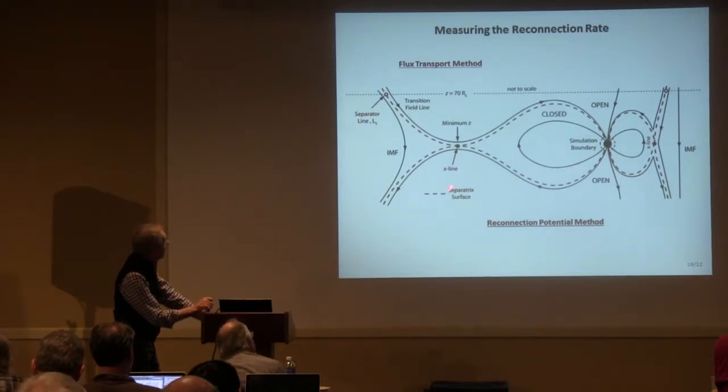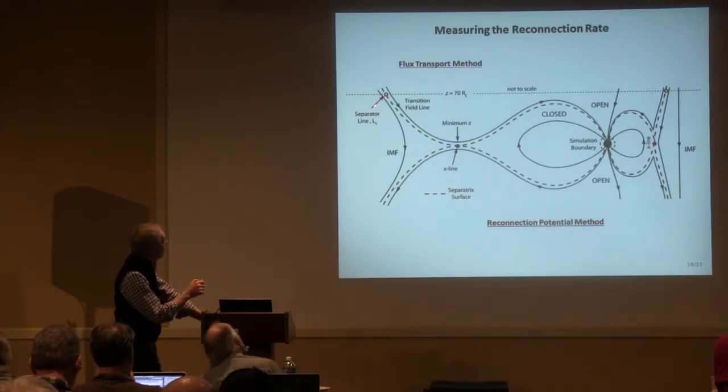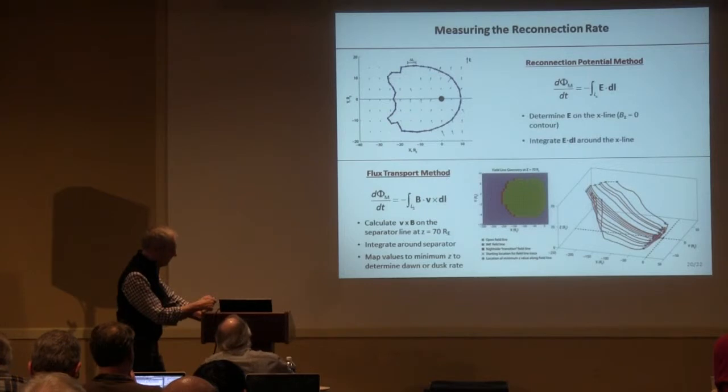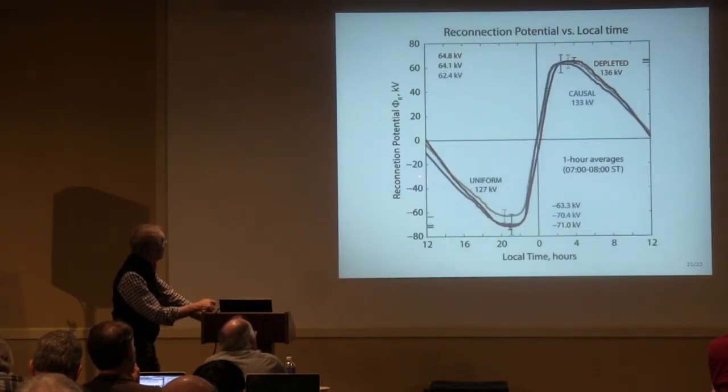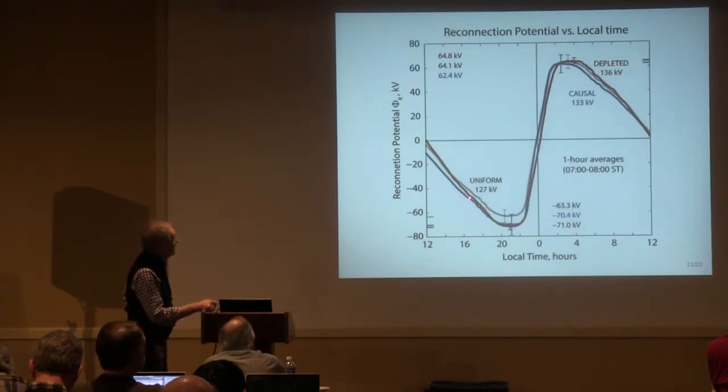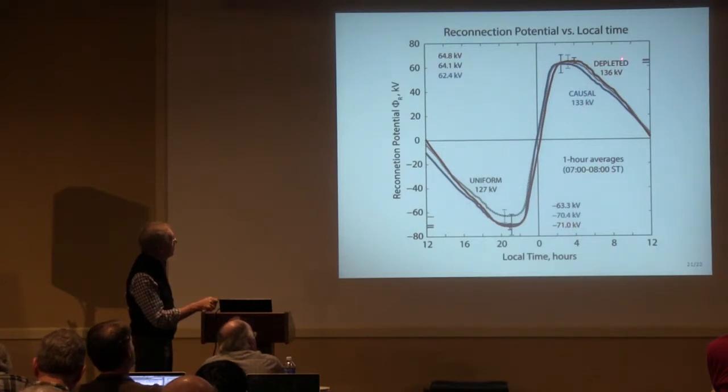To measure the reconnection rate, there are a couple of different ways you can do it. You can just go to the X-line and integrate the electric field along the X-line. The other way is you can go out to some fiducial surface far away from the activity down here and actually calculate the amount of flux that crosses the separator line. And those two measures should be the same. I won't go into this in too much detail. What I'm going to show you is a plot where we just integrated along this X-line here. This is for the three cases that you saw for the higher resolution runs: the uniform in black, the causal in blue, and the depleted.